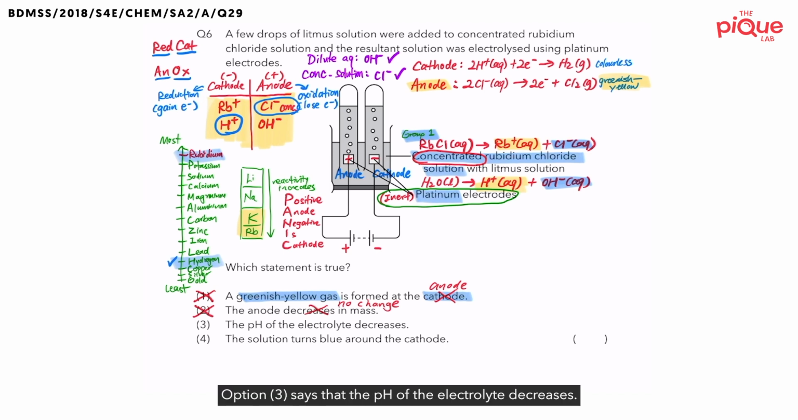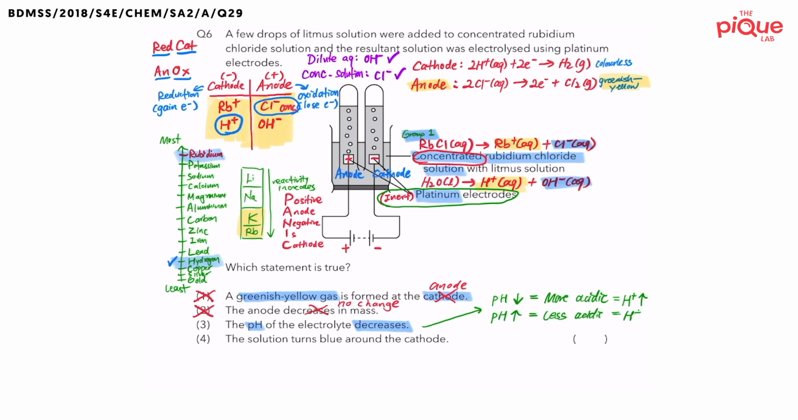Option 3 says that the pH of the electrolyte decreases. Let us try to analyze what this option is trying to say. We have learned in acids and bases, if pH decreases, this implies that the solution is becoming more acidic, which also implies that there is a higher concentration of H plus ions, and vice versa when the pH increases.